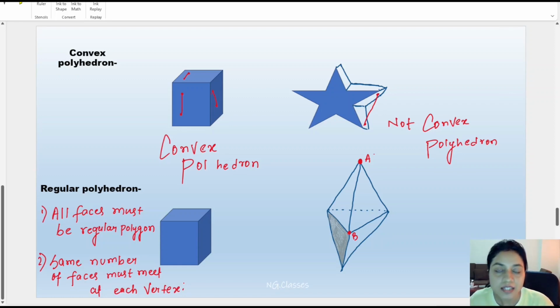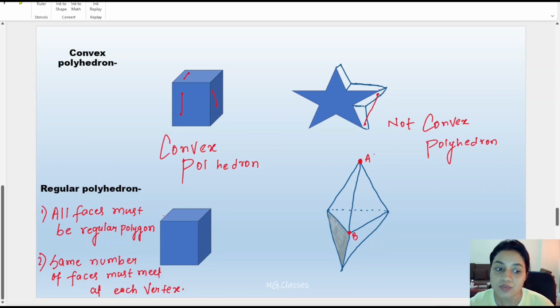Let's understand it with the help of an example. Our first figure is a cube, right? Let's check the first condition. The first condition says all faces must be regular polygons. We know a cube is formed with the help of squares, and squares are regular polygons because each and every side of a square is of the same measurement. So the first condition is getting fulfilled.